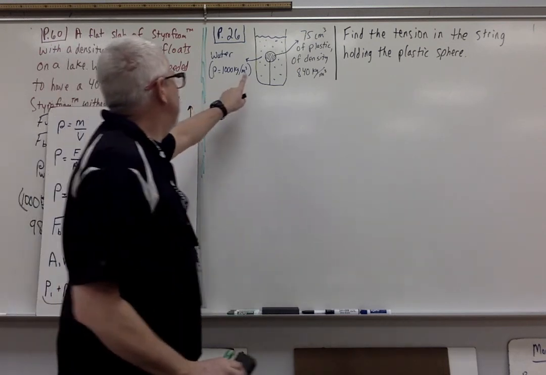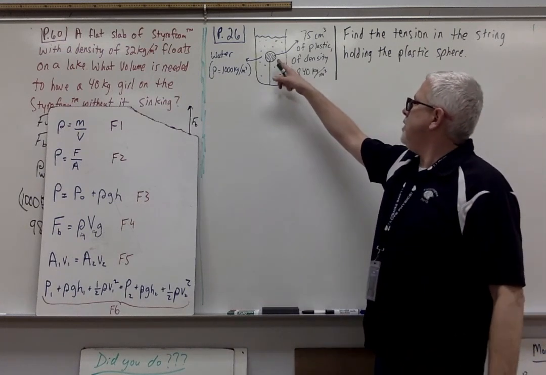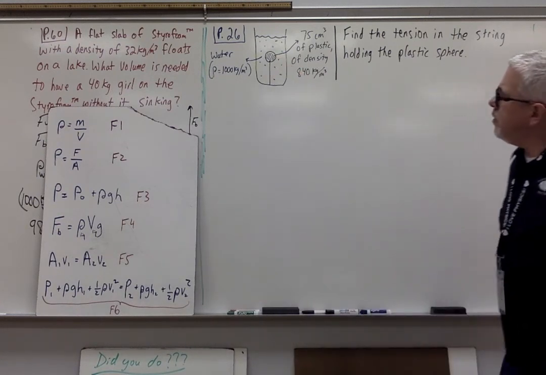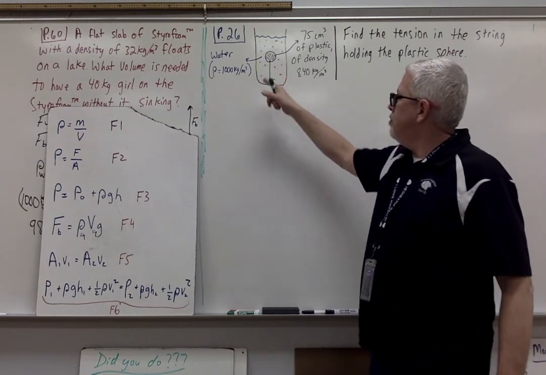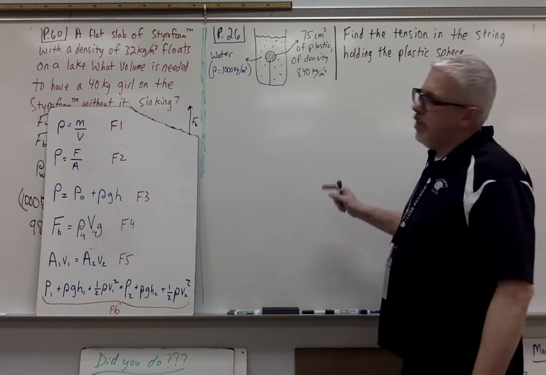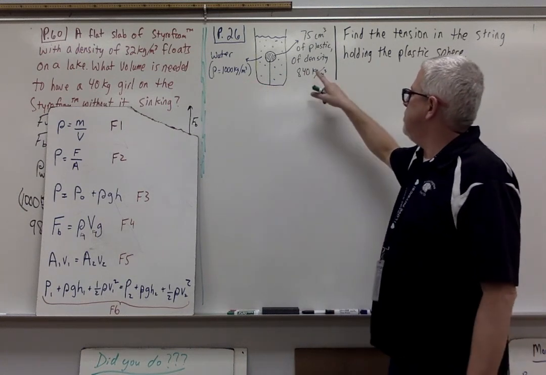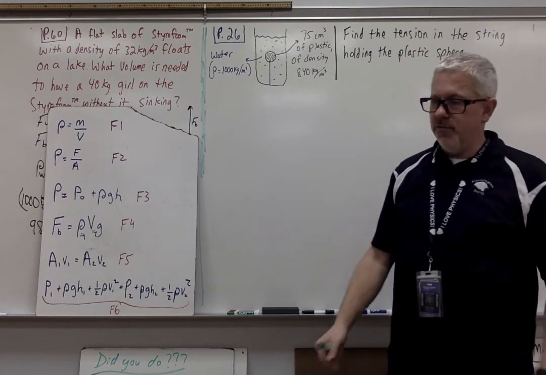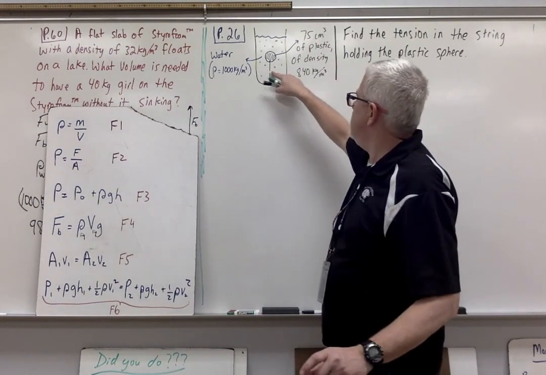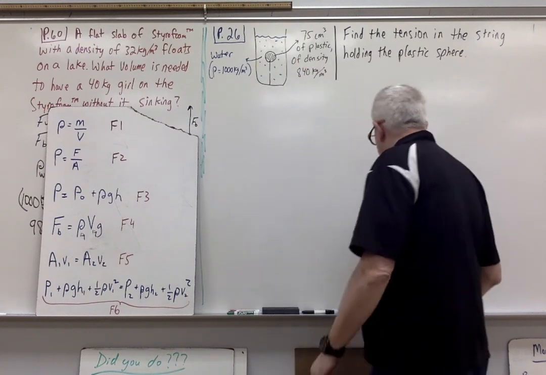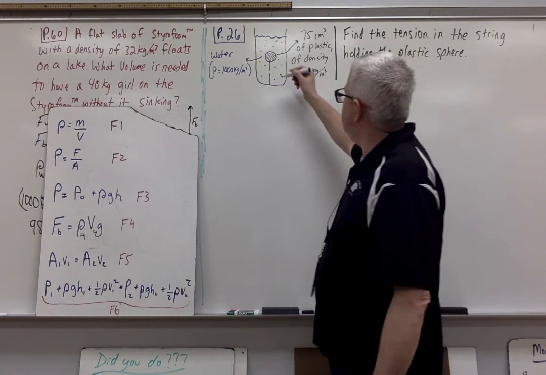We've got a container of water, it looks like a beaker, and there's a plastic sphere here, something you might buy at a craft store, and it's held on by a rope. And there's tension. How do I know that it's held on? Well, if water's density is 1,000 kilograms per cubic meter and the plastic's density is 840 kilograms per cubic meter, then if I cut this string, it would float up to the top, and part of it would be above the surface of the water until it came into equilibrium.